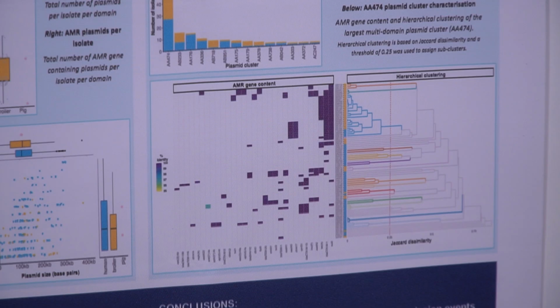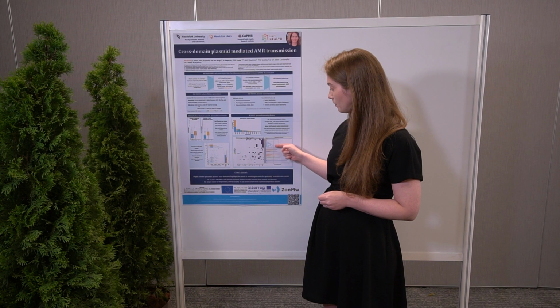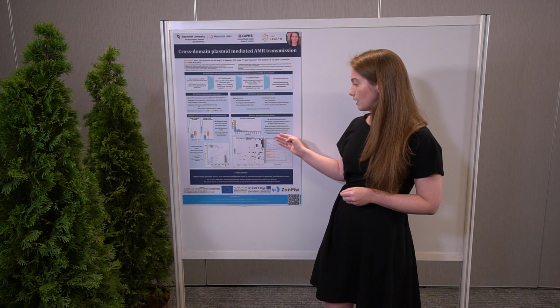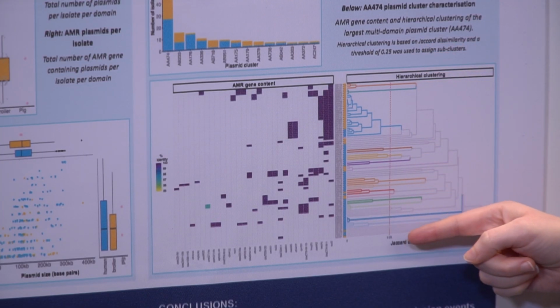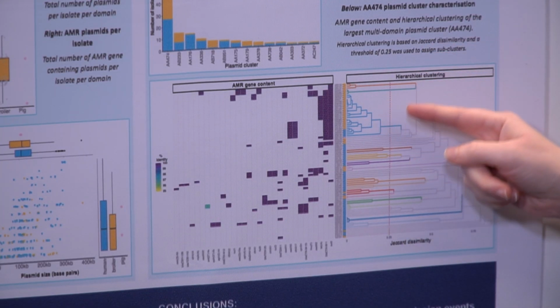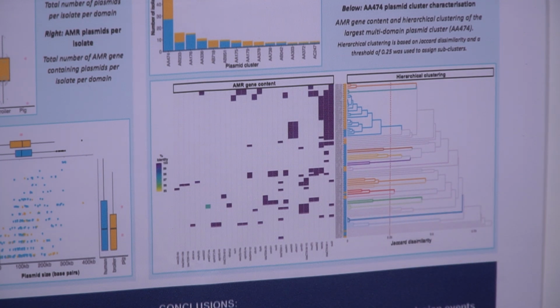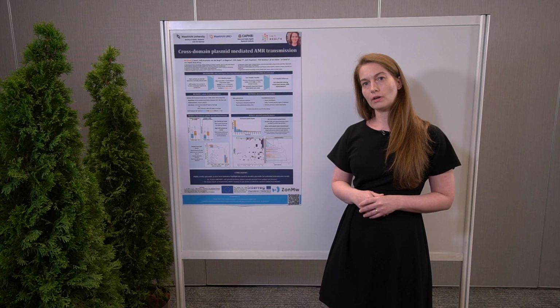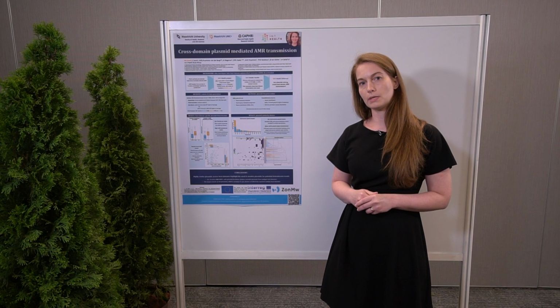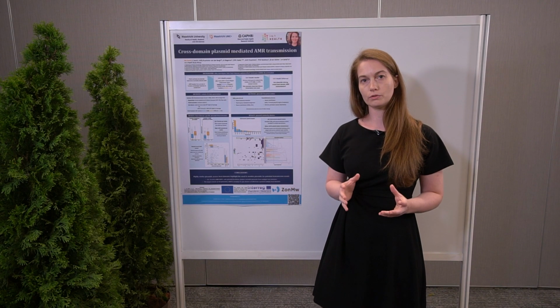And if we implement a Jaccard dissimilarity threshold of 0.25, shown by the red line, we actually find 15 subclusters in this one AA474 group. Of the 15 subclusters, there are 2 which span multiple domains. So overall, in this study, we have found some evidence of potential transmission of plasmids between different host domains.